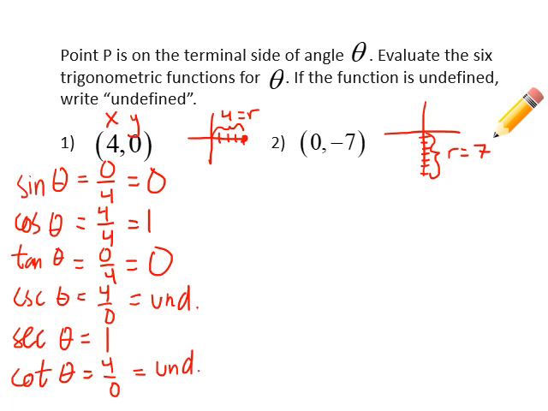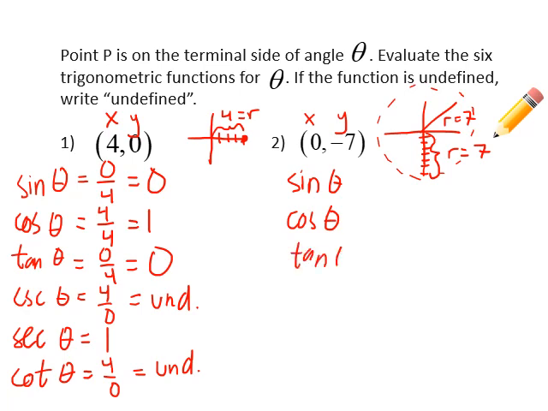Example 2, where I have x, y, and my r, the radius, think of it kind of as a circle. If there was a circle around here, that r would be 7. The distance that the point is from the origin is 7 units. So again, we're finding our 6 trig based on that: sine, cosine, tangent, and our reciprocals.